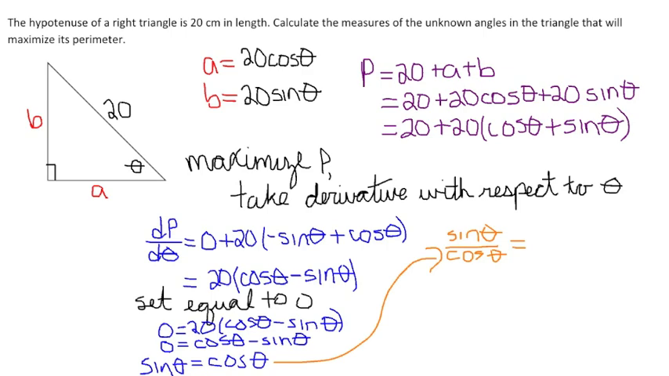Now, remembering our trig identities, sine over cos is equal to tan, so I get tan theta is equal to 1. And I then take the inverse tan of both sides to get theta is equal to pi over 4, or 45 degrees. So the angle that's going to maximize the perimeter would be if theta was pi over 4, or 45 degrees, which in turn means that the other angle is also pi over 4, or 45 degrees.